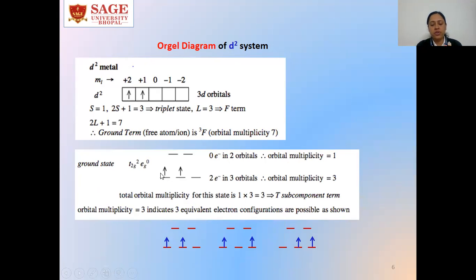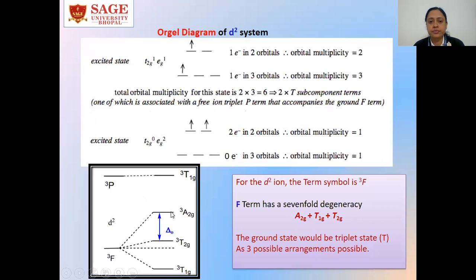Now the 2 electrons can be in the ground state at t2g2 eg0. So the 2 electrons can stay in these 2 orbitals, or these 2 orbitals, or these 2 orbitals. So again we can see there are 3 possibilities for these 2 electrons in the ground term. Okay, so in the excited state, we can see t2g1 eg1.